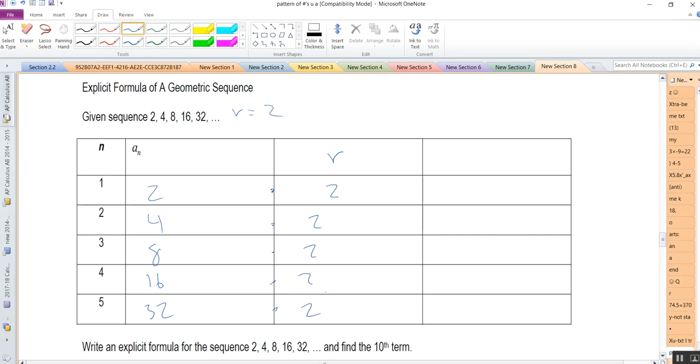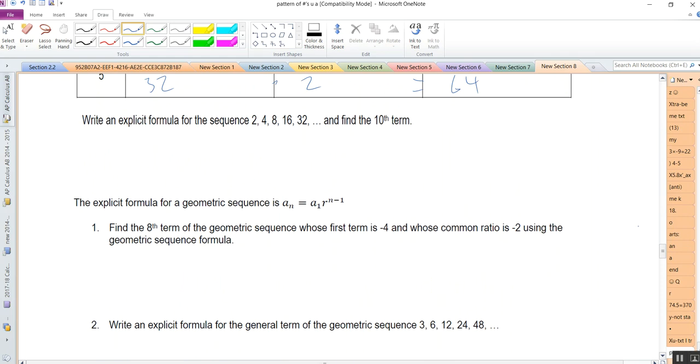And of course, this gets us the next term, which is 4, 8, 16, 32, and 64. That'll be the next term. So if you think about it, you're multiplying by r over and over and over again. So there is actually a formula that goes with it, which is right here.